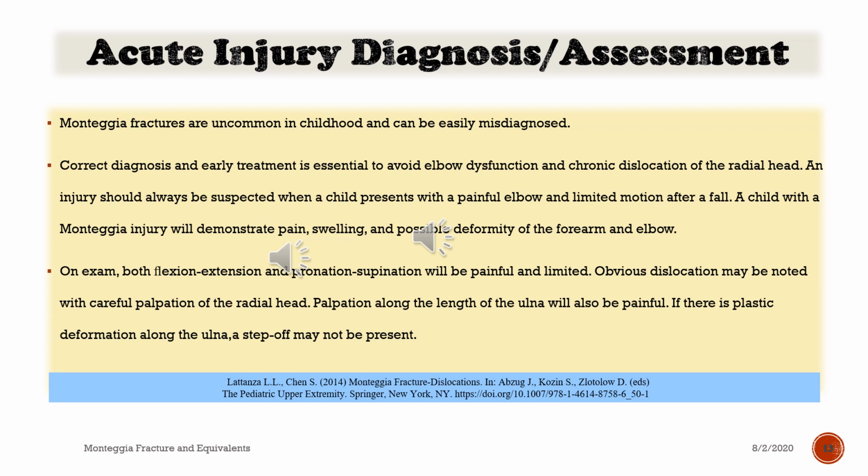A child with a Monteggia injury will demonstrate pain, swelling, and possible deformity of the forearm and elbow. On exam, both flexion-extension and pronation-supination will be painful and limited. Obvious dislocation may be noted with careful palpation of the radial head. Palpation along the length of the ulna will also be painful. If there is plastic deformation along the ulna, a step-off may not be present.